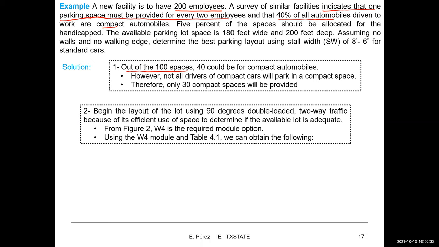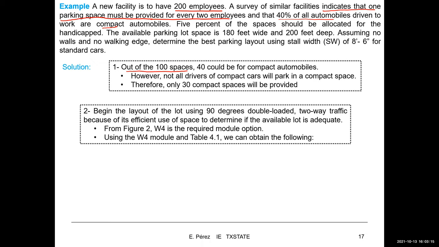However, not all drivers of compact cars will park in a compact space, and you have seen that before. Therefore, we can allocate less space to compact spaces, because we know that not all compact cars will be parking on compact spaces. So we're gonna design for 30 compact spaces. Begin the layout of the lot using 90 degrees double loaded two-way traffic because of its efficient use of space to determine if the available lot is adequate.